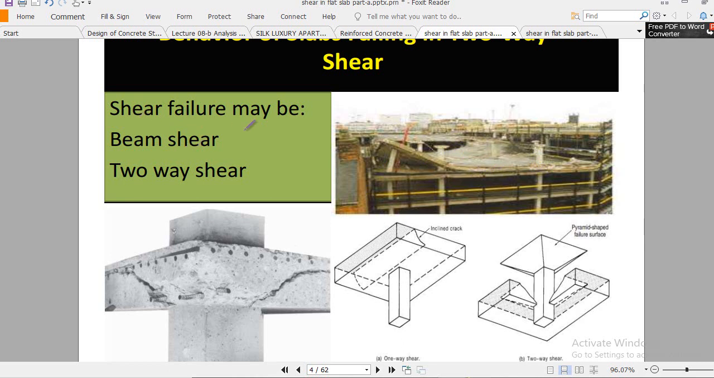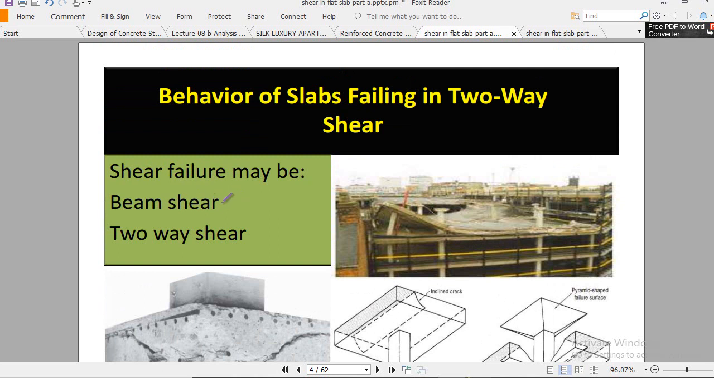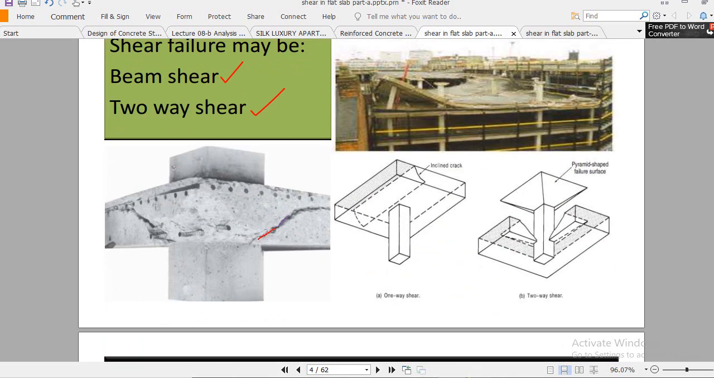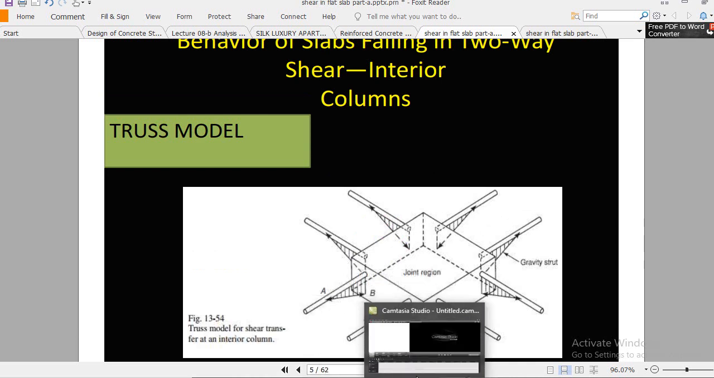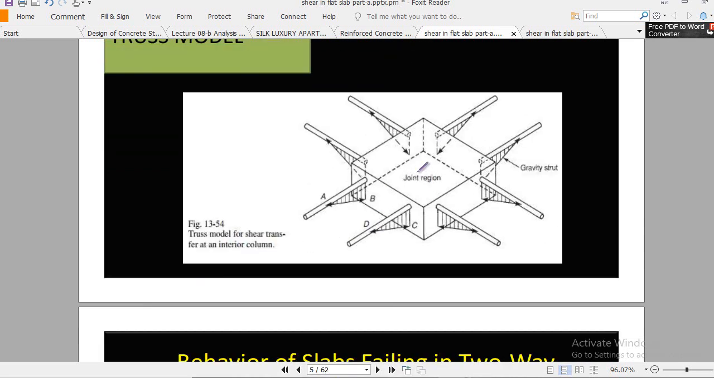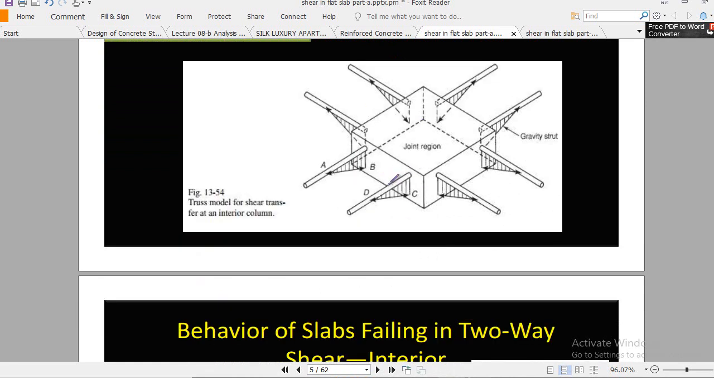Okay, so two types of shear failure basically occur: beam shear failure, which is called one-way shear, and two-way shear, which is called punching shear. You see in punching shear, this kind of crack basically occurs. The column goes in an upward direction, the slab goes in a downward direction, and this kind of truncated shape of the column you will see here. Now, when such a failure occurs, we analyze it by using the Truss Model. So what do we do in the Truss Model? Basically, in the Truss Model you see here that these are the bars. Okay, these are the steel bars.